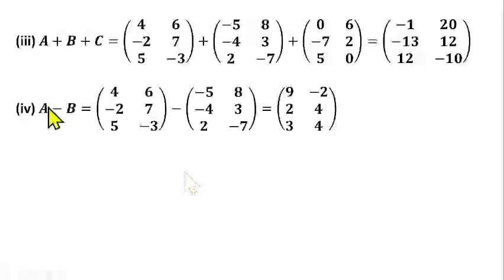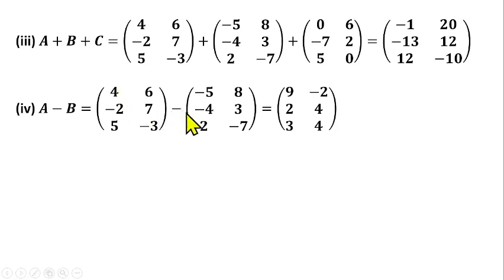Let's see the next one. We have matrix A minus matrix B. Try to subtract these matrices from one another, ignoring this answer, and see whether you get the same answer we got here. If you do it right, you will get the same answer you have here.